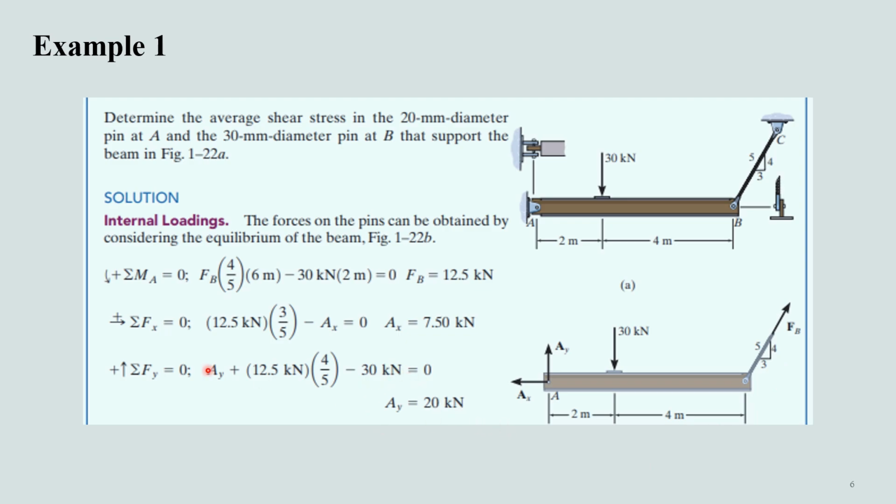Similarly, if we take a summation of forces along the x-axis, we can determine the value of AX, which will be equal to the horizontal component of the force FB. The vertical component of the reaction at A will be equal to the sum of the vertical component of the force FB and this load of 30 kN. Thus it comes out as 20 kN. Now we know the forces at the points where we want to determine the shear stress, and from this we can determine the average shear stress.